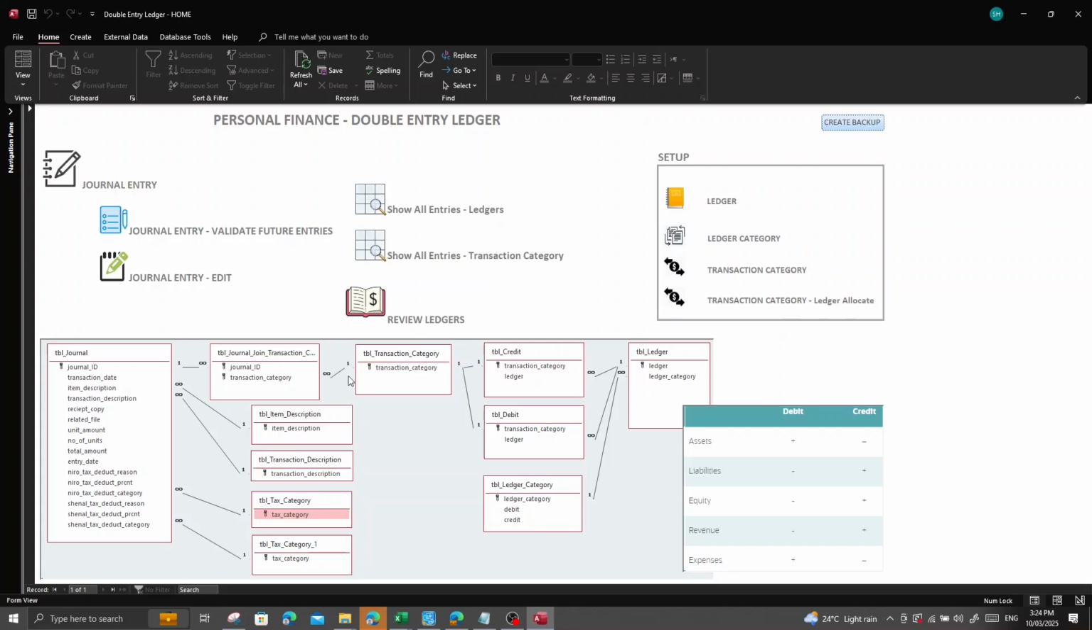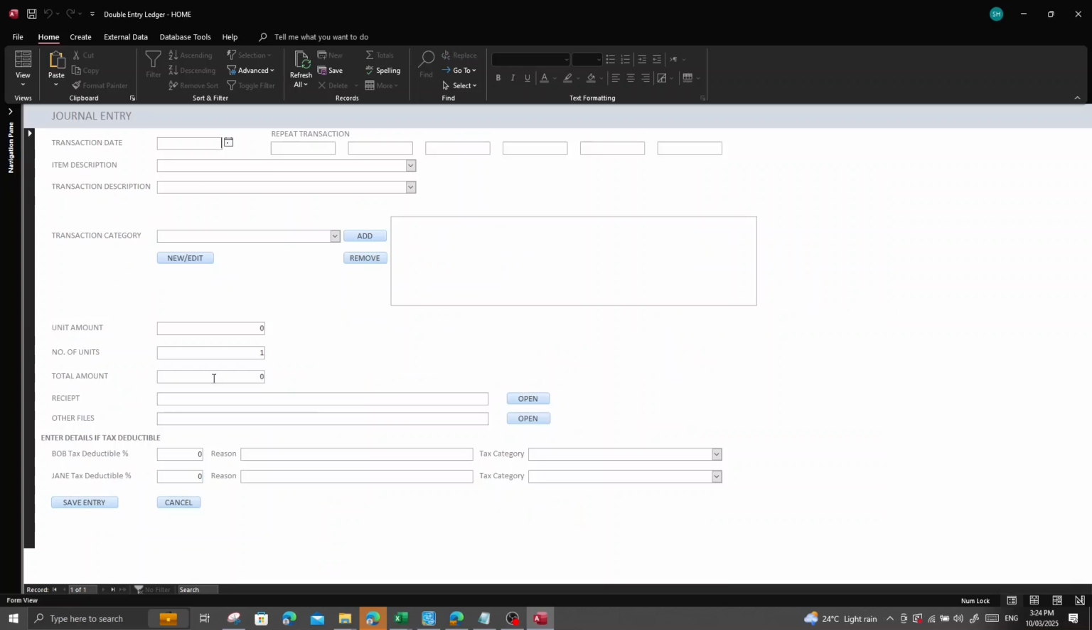you will see the next thing is the actual journal entries. And as you keep on entering transaction descriptions, this system will save them so that in the future you don't have to manually type them. You can select them from a drop-down interface. Okay, so these are currently blank. So that's the journal entry interface.